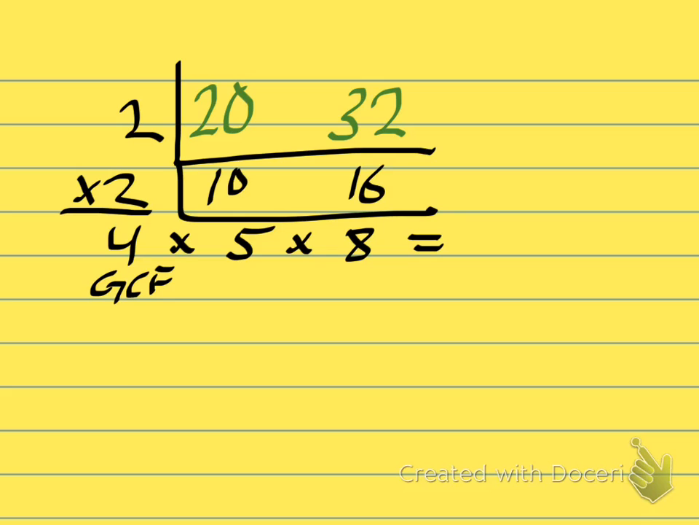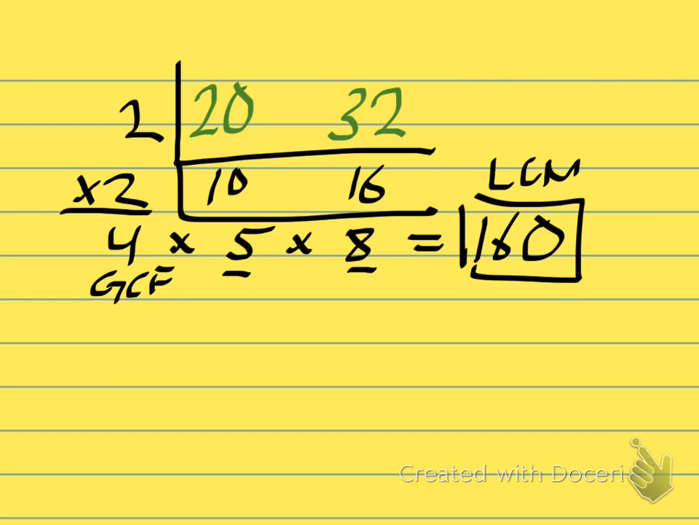Guys, I need y'all's focus here. Too much talking. Okay, so multiply across this bottom row. You multiply the GCF times the 2 remainders. 4 times 5 is 20. 20 times 8 is 160. Now let's test that out. That is supposed to be the LCM. Does 20 go into 160? Yes, it goes in 8 times. Does 32 go into 160? Yes, it goes in 5 times. And so 160 is in fact a common multiple of both 20 and 32, and it turns out that it is the smallest number that works.